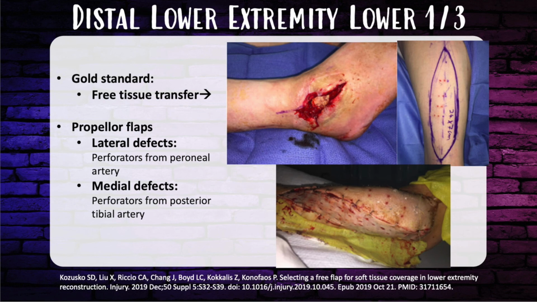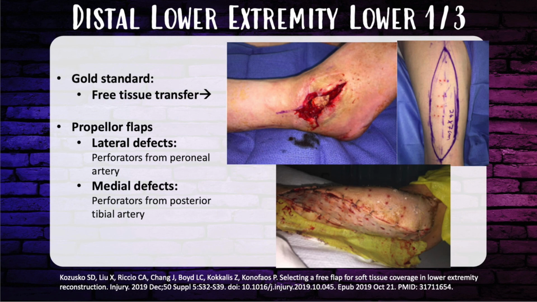Now let's talk about distal third defects. The gold standard is to do free tissue transfer. However, you can also think about using a propeller flap. For lateral defects, this would use perforators from the peroneal artery. These perforators often arise through the posterior peroneal septum, and for medial defects, the perforators are from the posterior tibial artery. Distally based soleus flaps are only coming from one place, and that's the posterior tibial artery.